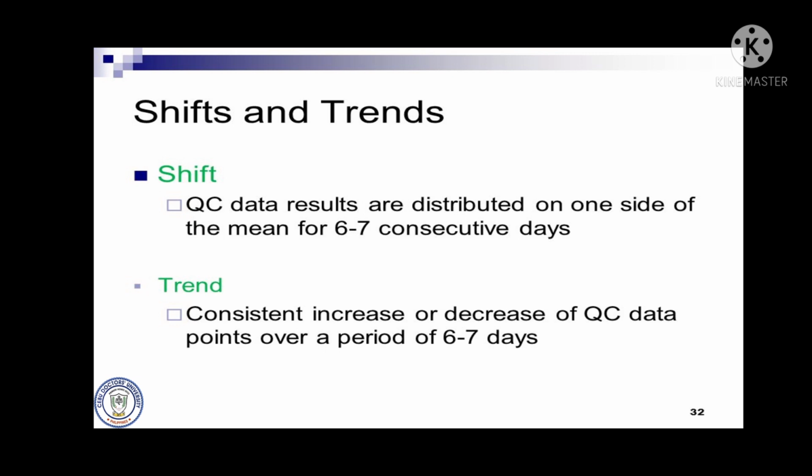Here is an explanation of the difference between shifts and trends. When we say shift, QC data results are distributed on one side of the mean for 6 to 7 consecutive days, while for trend, there is a consistent increase or decrease of QC data points over a period of 6 to 7 days. That would be all for part 2 of our quality assessment and performance improvement lecture.